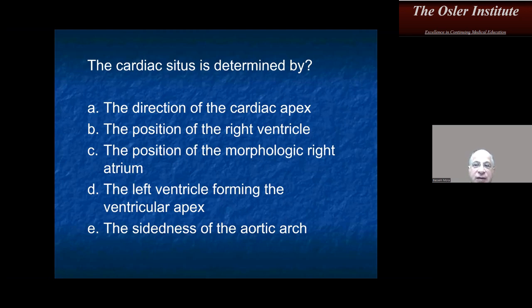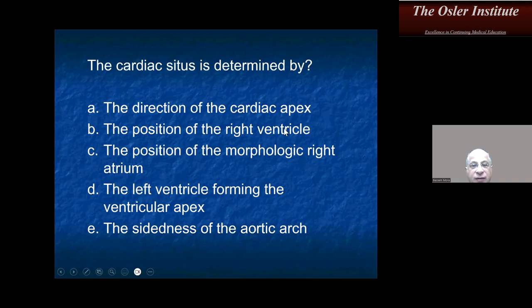All right, so the cardiac situs is determined by the direction of the cardiac apex, meaning levocardia or mesocardia or dextrocardia? No, that's so different. The apex of the heart is unrelated to situs, because you can have a normal situs, you can have situs inversus or situs ambiguous. Those are the three types of situs, and those are not really related to the apex of the myocardium.